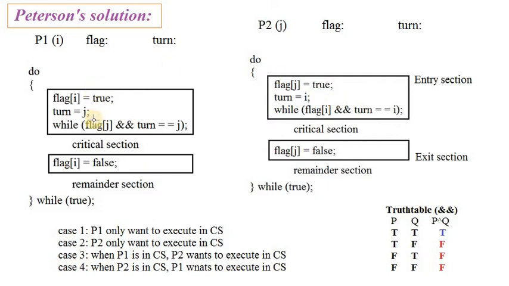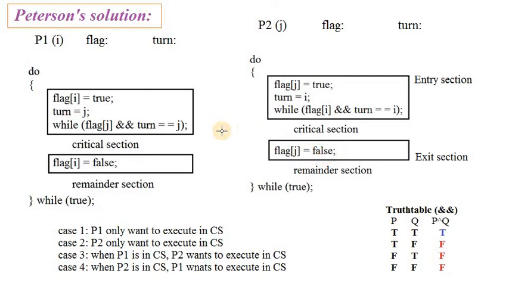Similar thing happens here, but in this case, in place of flag of I, I replace it with flag of J. That means this is program 2, right? So flag of J means program 2. Program 2 is interested, that is why I set it as true. Later, after completing the critical section execution, we need to set it as false.